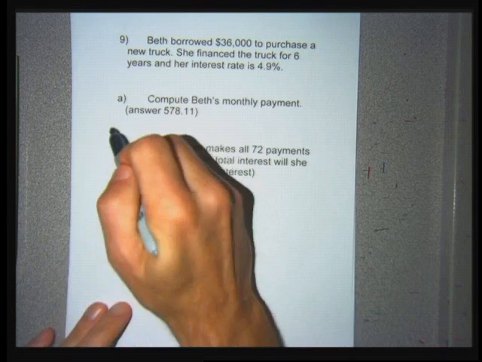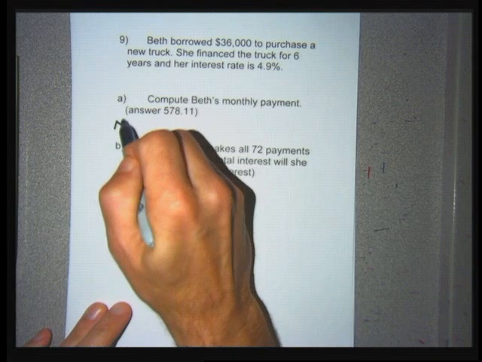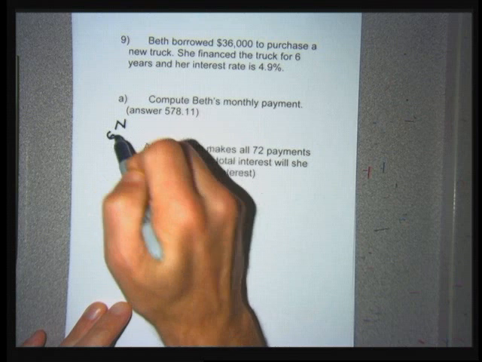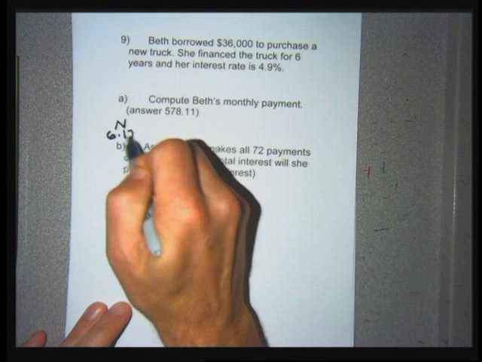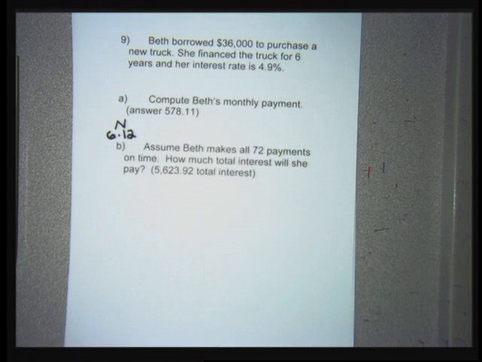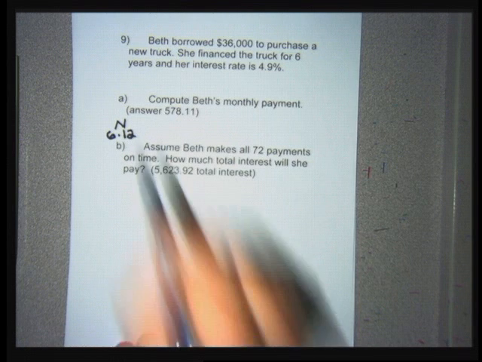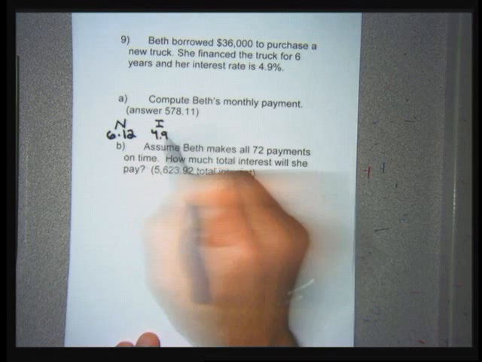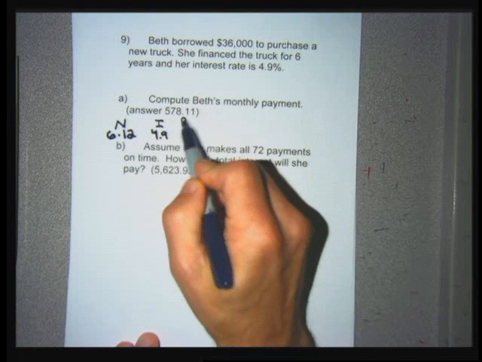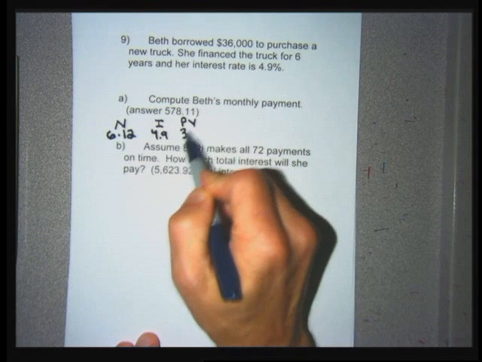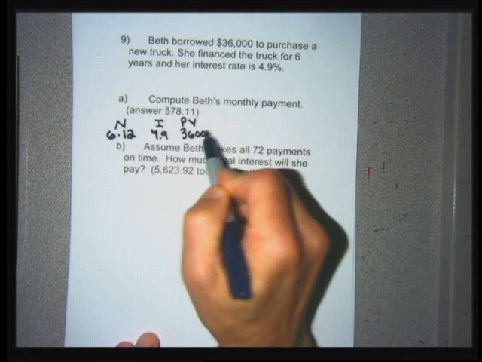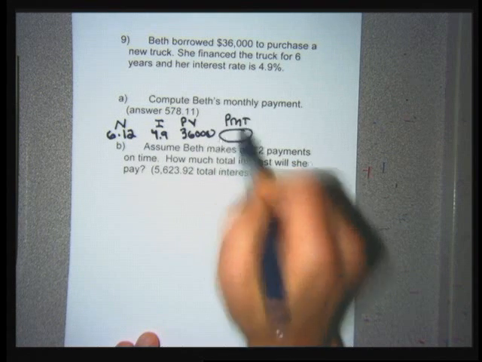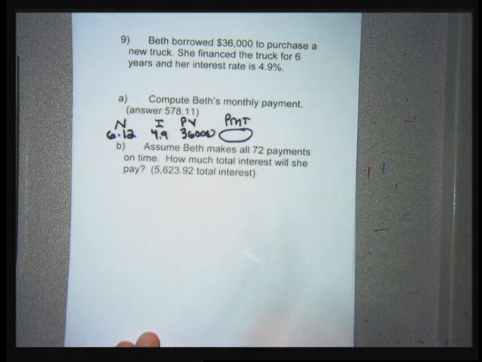So when I go through this on my TVM solver, my N needs to be the number of payments. It says she's financing for 6 years. 6 years is 72 payments. I'm going to type in 6 times 12, or 72 for my N. My I is going to be the interest rate that Beth is paying, which is 4.9%. The PV is going to be the loan amount, which is $36,000. The payment is what I'm solving for. It's going to be $578.11, but I don't know that until I do the computation.